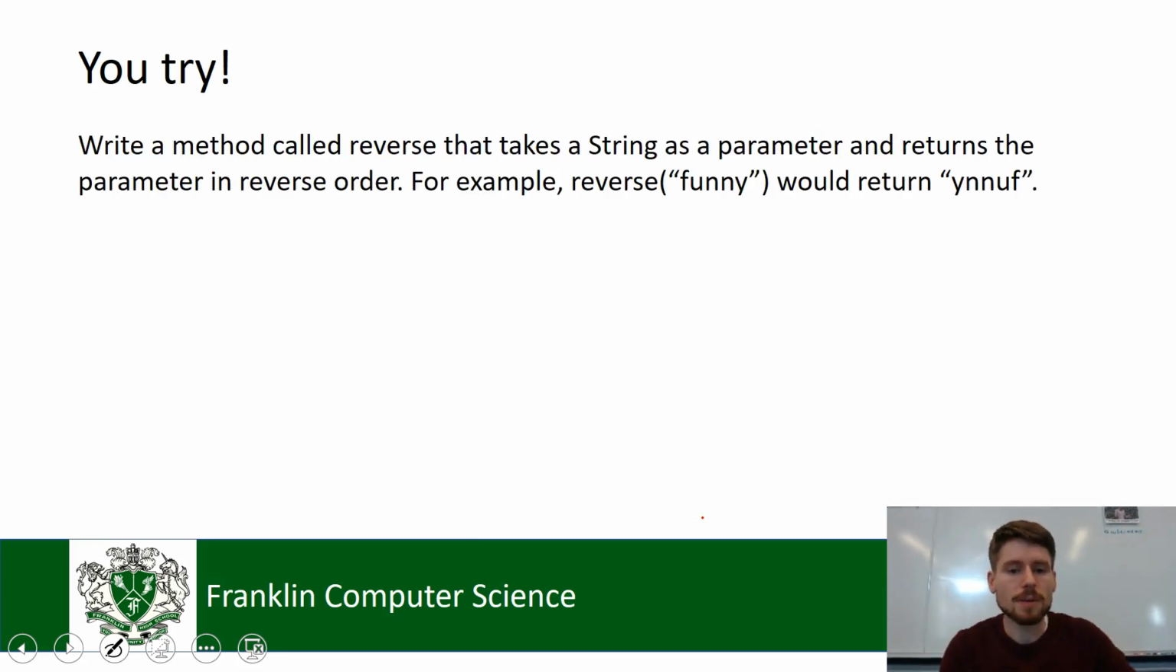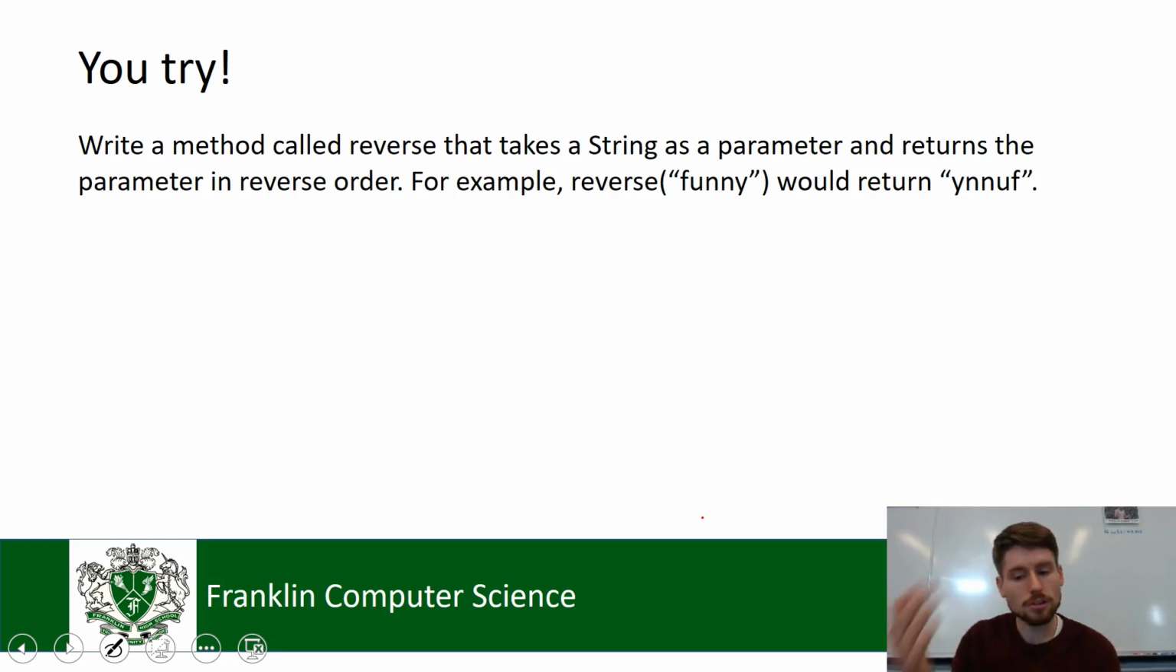Okay, here's another one. This is a little bit different, and it's going to require similar thinking, but you're going to have to use some string methods in this. Try to write a method called reverse that takes a string as a parameter and returns the parameter in reverse order. So for example, if I called reverse of funny, so I gave it the string funny, then it returns YNNUF, which is funny backwards.